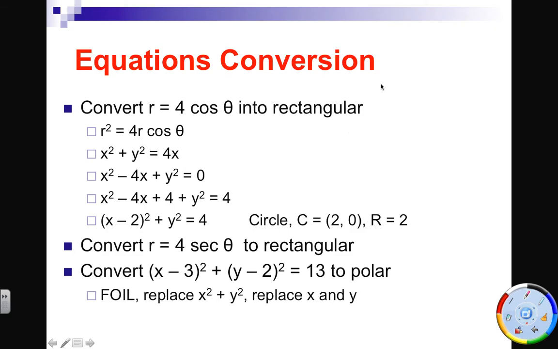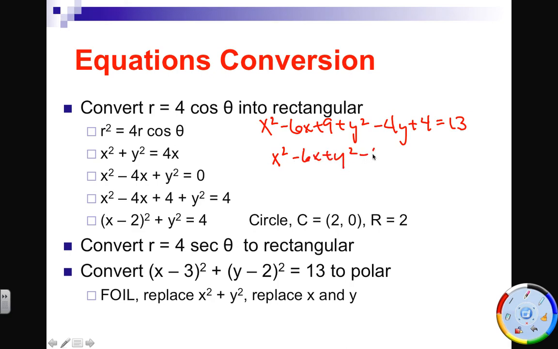Let's FOIL. I'm going to have to go a different spot here. I'm going to go right here. I'm going to get x squared minus 6x plus 9 plus y squared minus 4y plus 4 equals 13. If I get all of my constants on one side, minus 9 minus 4, oh, that's nice. I get x squared minus 6x plus y squared minus 4y equals 0. That's cool.